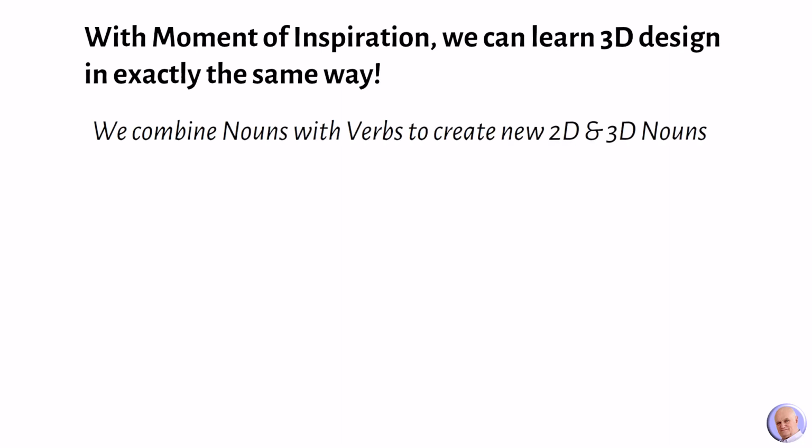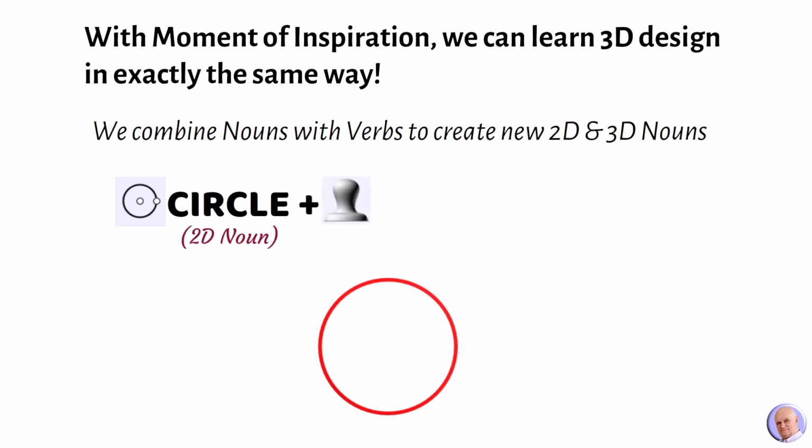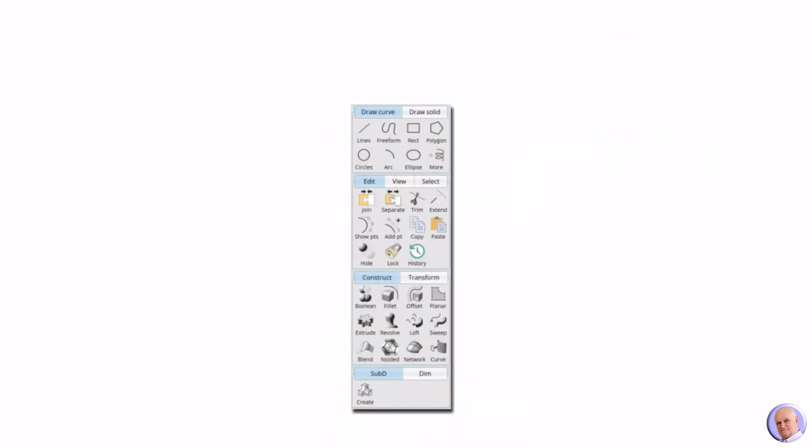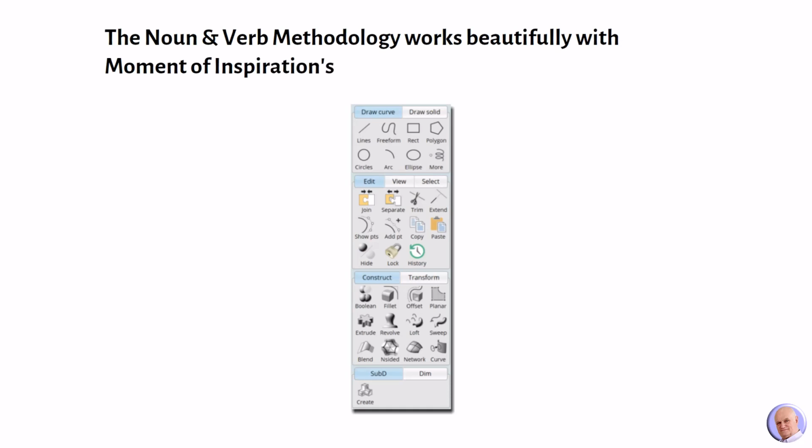We combine nouns with verbs to create new 2D and 3D nouns. Circle, a 2D noun, plus revolve, a verb, equals sphere, a new 3D noun. The Noun and Verb methodology works beautifully with Moment of Inspiration's unique palette-style user interface.